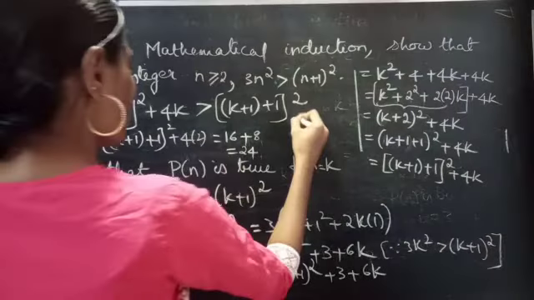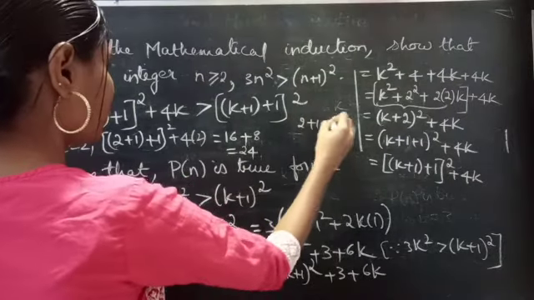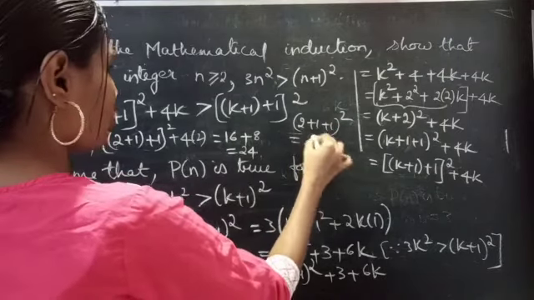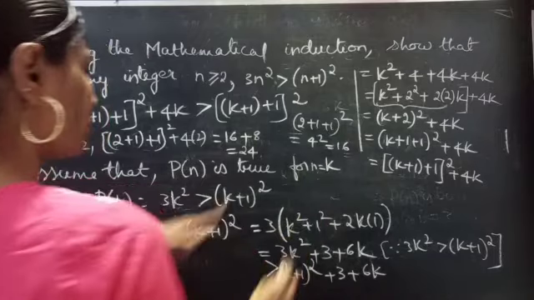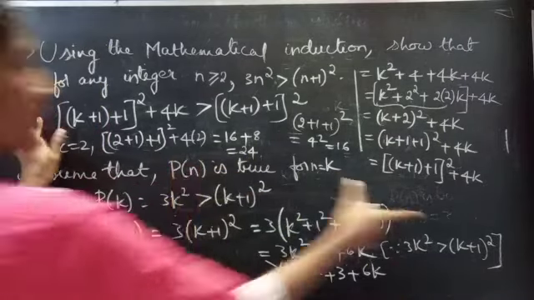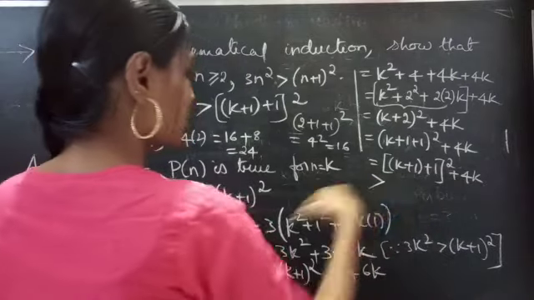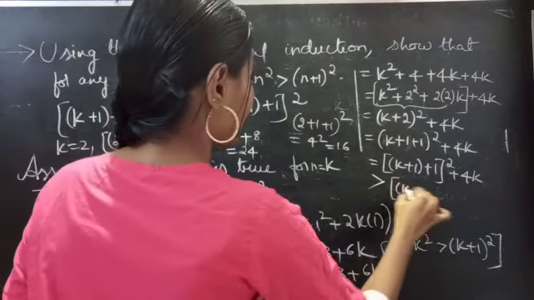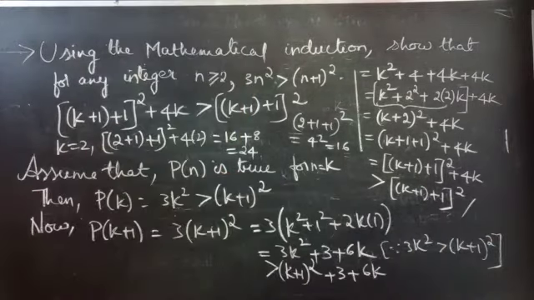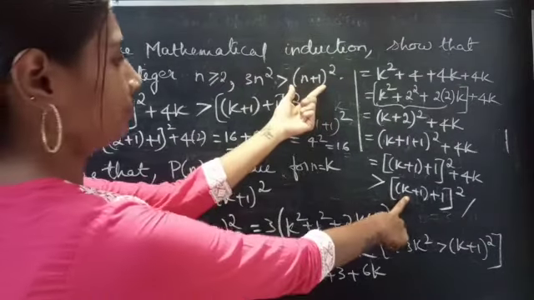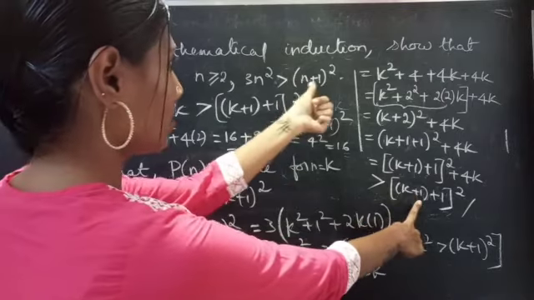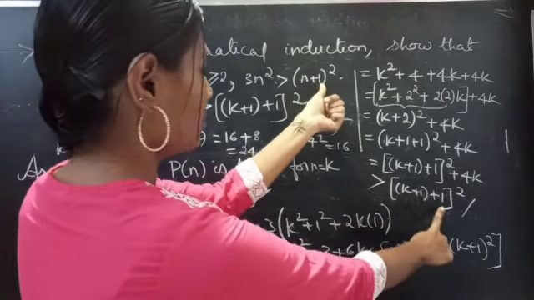Now coming to RHS, put k equals to 2. This is equals to 2 plus 1 is 3, 3 plus 1 is 4, 4 square is 16. So it's clear that 24 is greater than 16, which is nothing but this expression is greater than k plus 1 whole square. Okay? RHS for n equals to k plus 1. K plus 1, that is n plus 1 whole square.